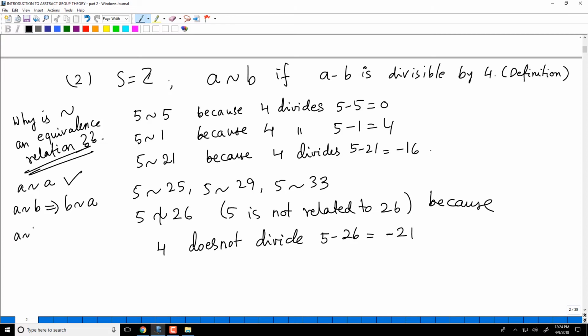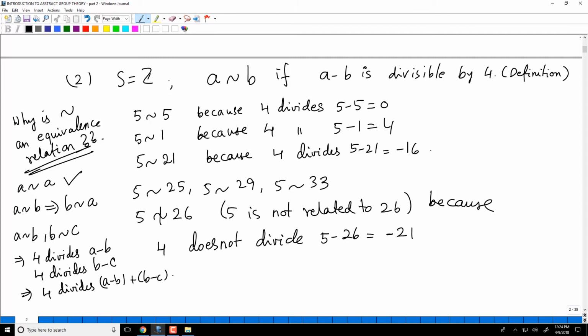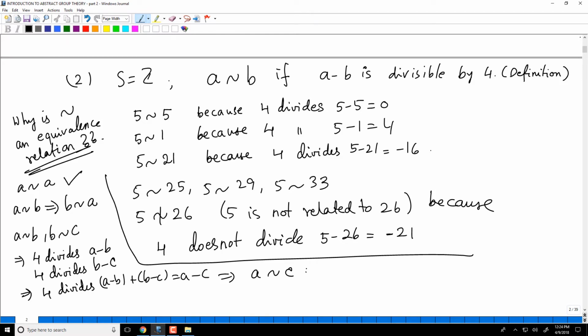If A is related to B and B is related to C, that means 4 divides A minus B and 4 divides B minus C. But if 4 divides A minus B and B minus C, 4 divides their sum, which is A minus C. So this implies 4 divides A minus C, so A is related to C. So we have checked all the three properties. So this is an equivalence relation.